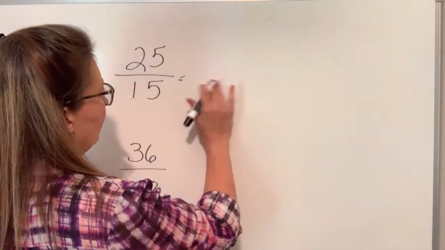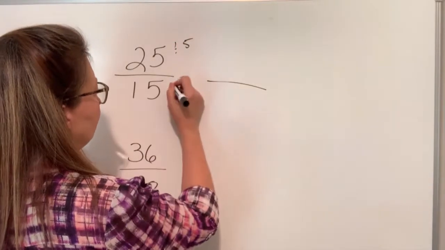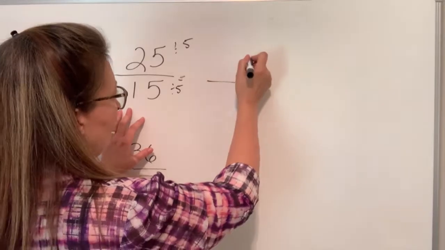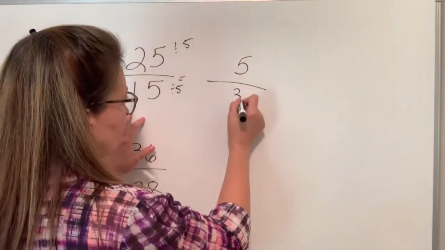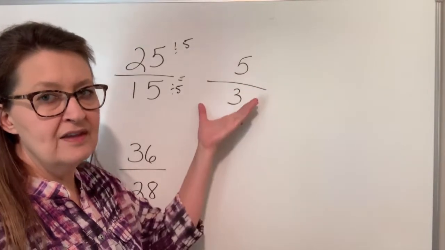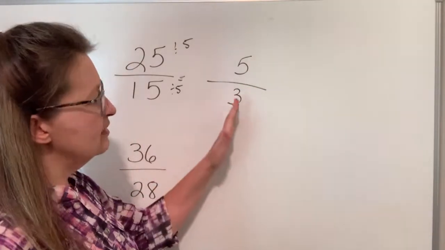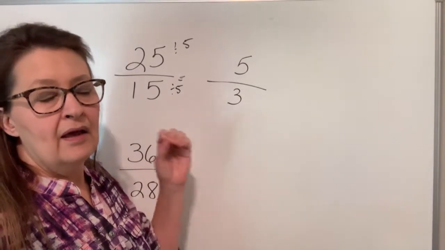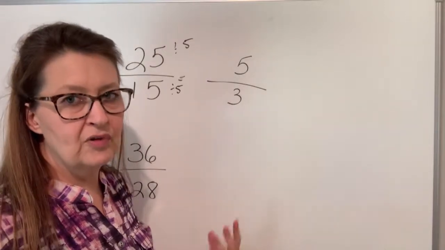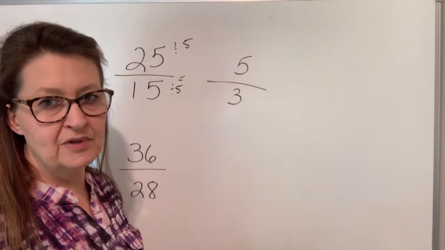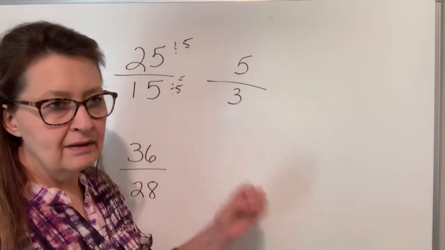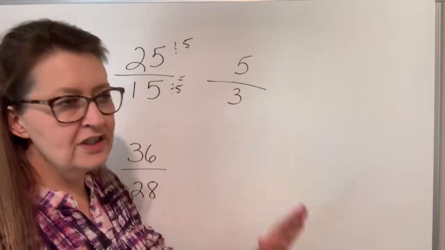So if I divide the top number by 5 and the bottom number by 5, 25 divided by 5 is 5, and 15 divided by 5 is 3. And I check it. I say, is there any other number that'll go into both of these numbers? No. So this is lowest terms. Now, the most efficient way to do this is to take the largest number that goes into both of them at the same time. But I'm really bad about just trying to nibble away at it. And if you just keep going, it works.